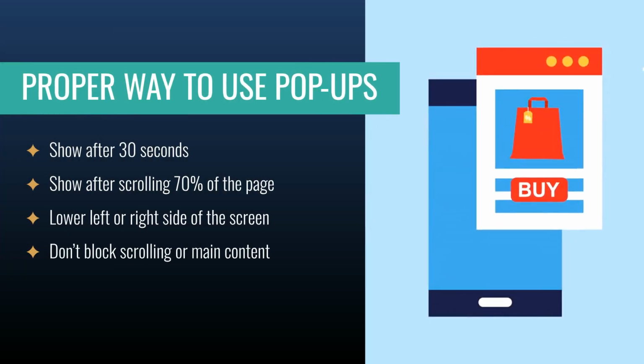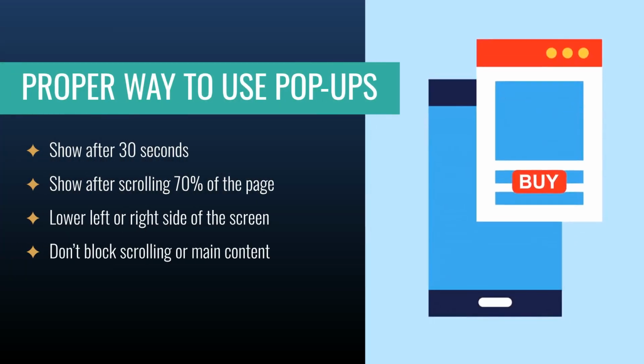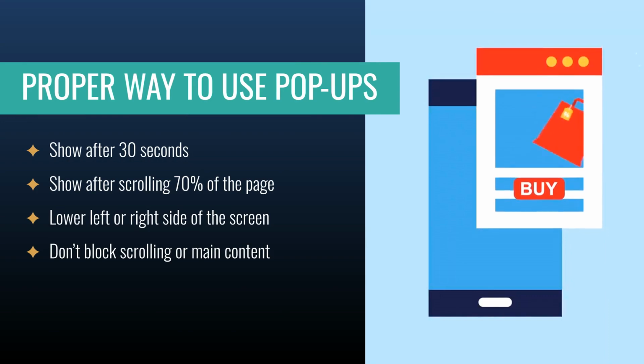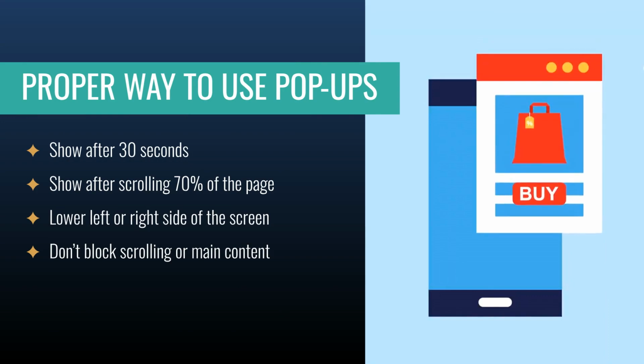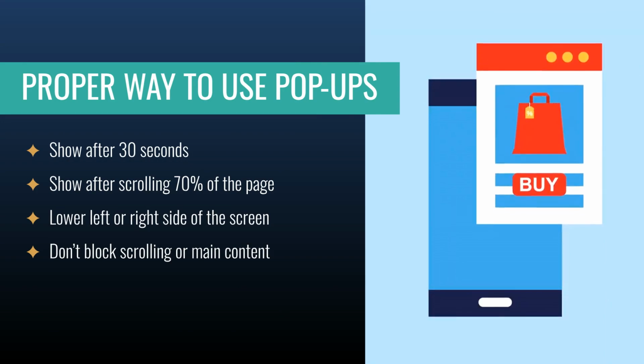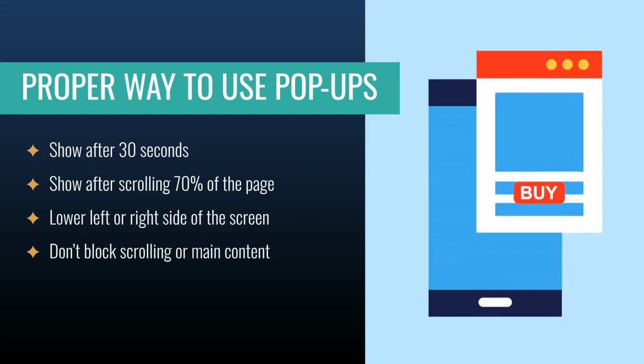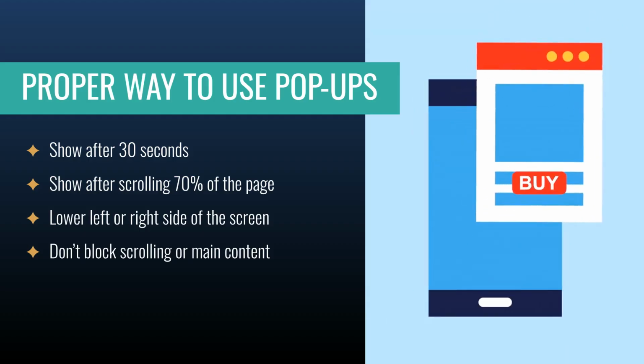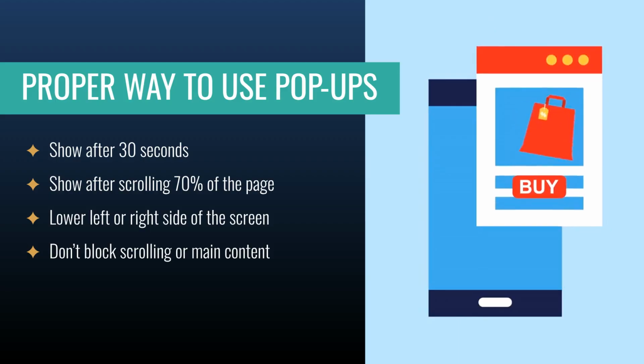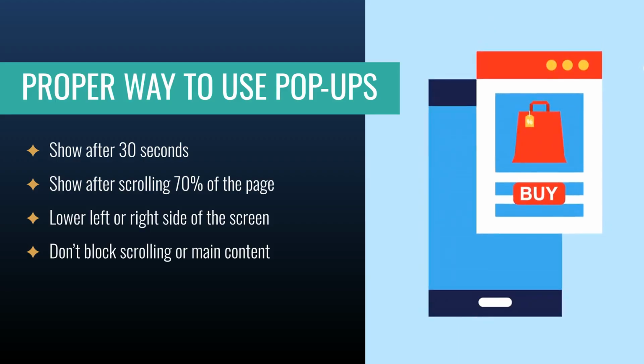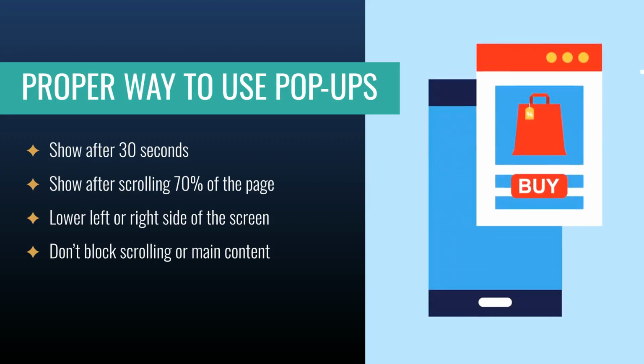But pop-ups aren't all bad. If you need to use a pop-up, follow these steps. First, you can show a pop-up after users have been on your site for 30 seconds. This gives them time to read the content before they're interrupted. Secondly, you can display a pop-up to users after they've scrolled 70% of the page. Third, decrease the pop-up size and move it lower on the screen, ensuring it doesn't block scrolling.